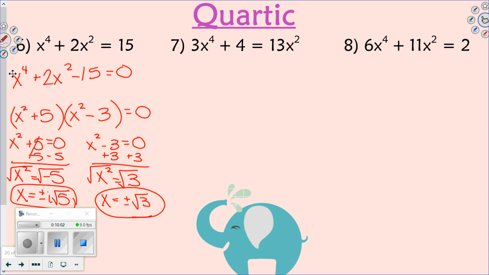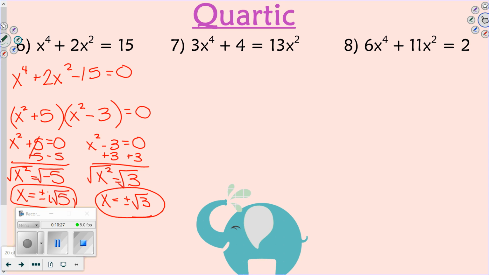What degree was this original problem? Fourth, what's its fancy name? Quartic. So 4 answers. Do you have 4 answers? Yes. See the plus minus? So I have a positive i radical 5, a negative i radical 5, a positive radical 3, a negative radical 3. I do have 4 answers. Okay. How about number 7?